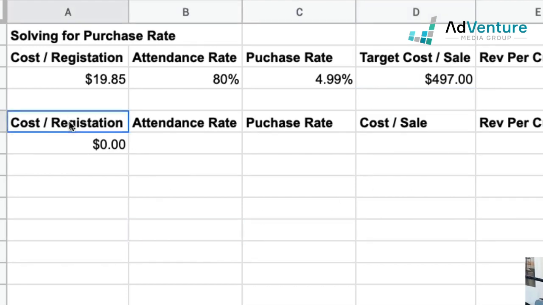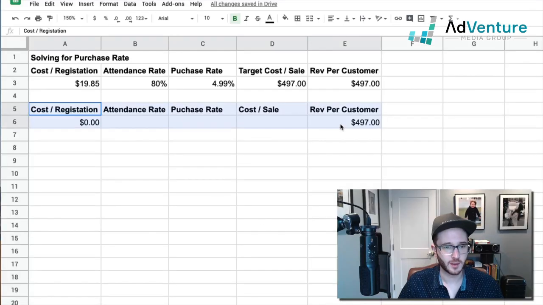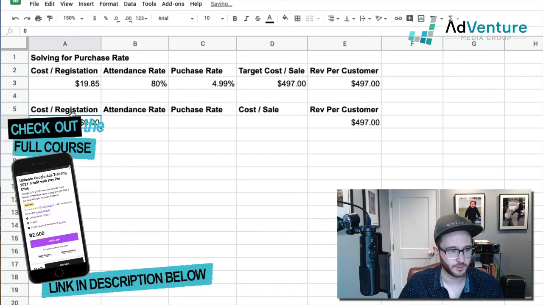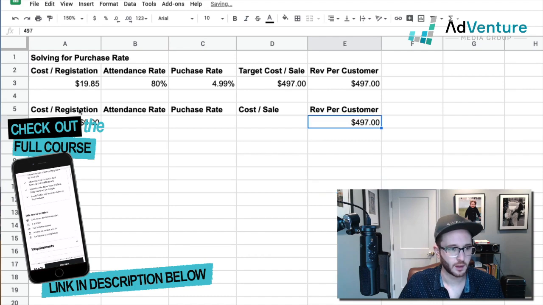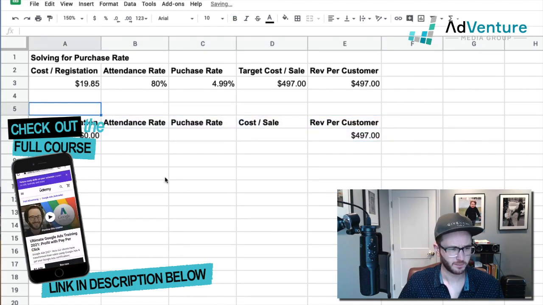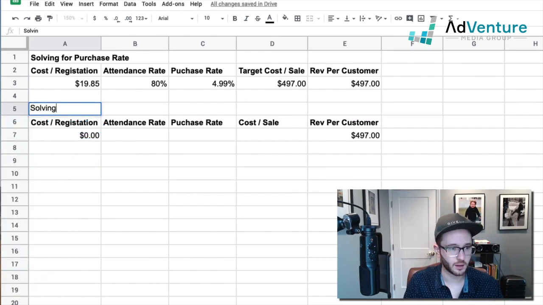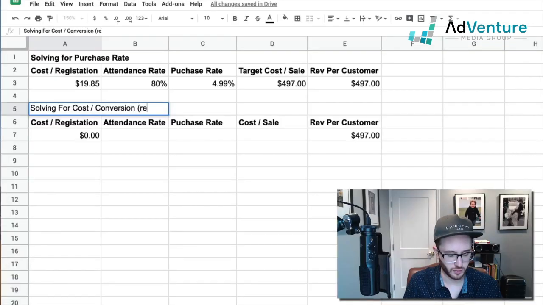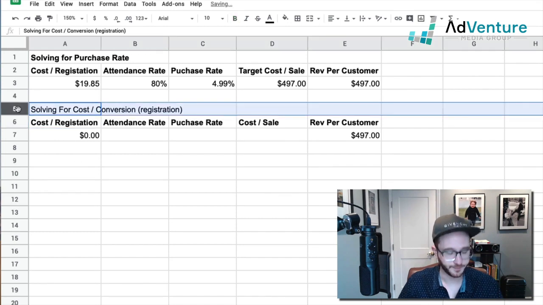But let's go down here and let's try to solve for something else. So first, I'm going to move this down a little bit, and up here, we're solving for cost per conversion. In my case, it's a registration to a webinar. Okay, so now we're doing something a little bit different.